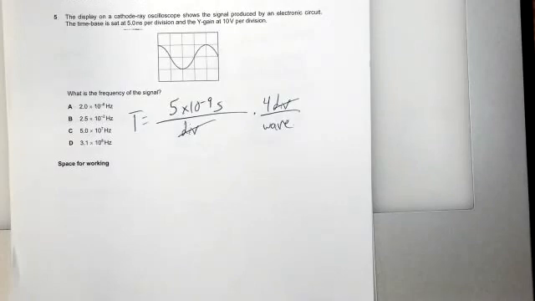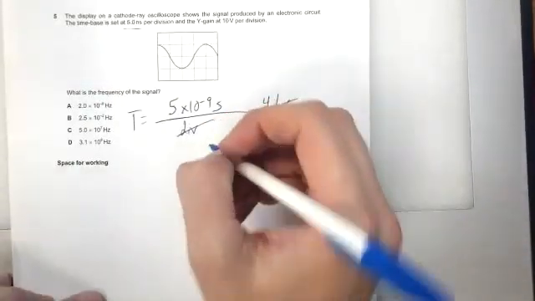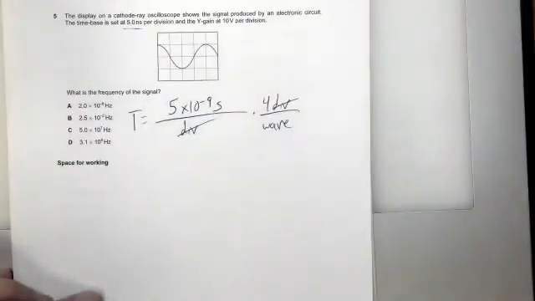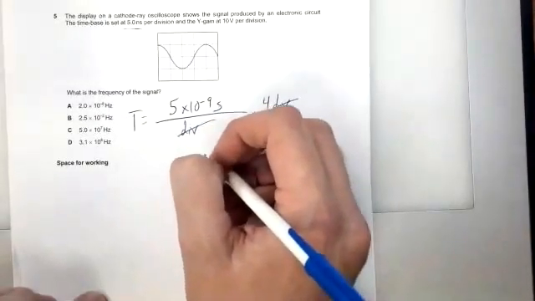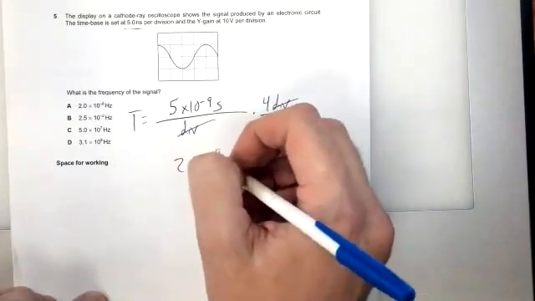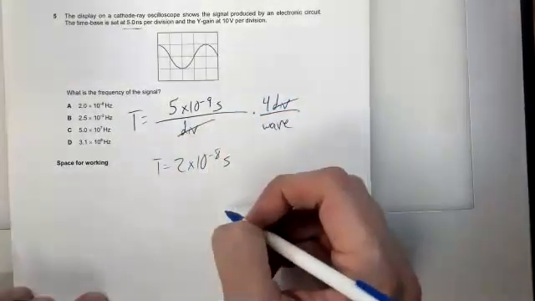5 by 10 to the negative 9, so 5 billionths times 4, that's 20 billionths. So that's 2 by 10 to the negative, what? 1, 2, 3, 8. 2 by 10 to the negative 8 seconds is the time period of this wave.